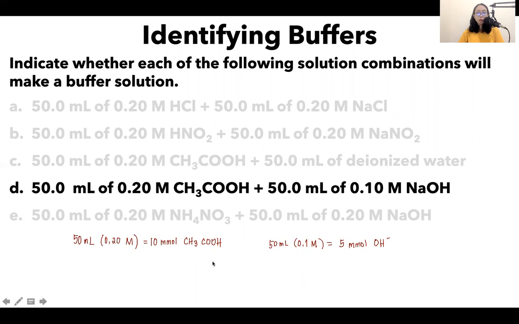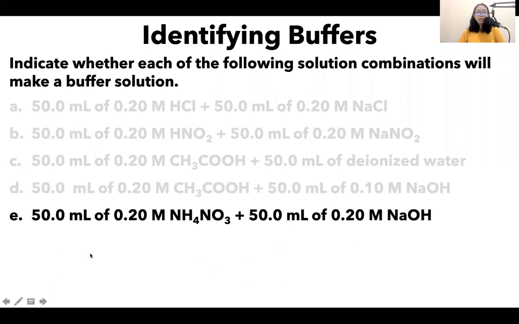So 5 of these will be neutralized. You will form 5 millimoles of acetate, and you will be left with 5 millimoles of acetic acid. So just divide this by the total volume, which is 100 ml, and you will get the final concentrations of your two components in the buffer solution. So this one, letter D, is a buffer.